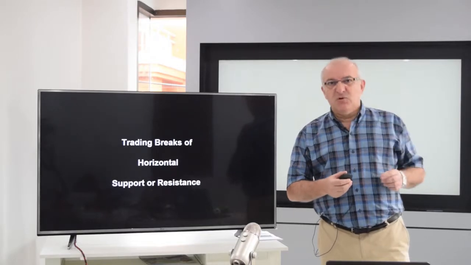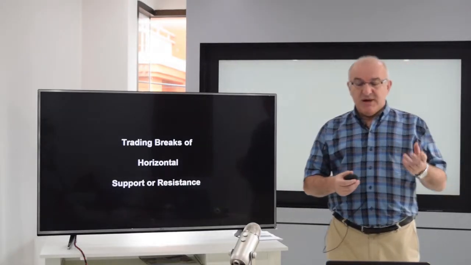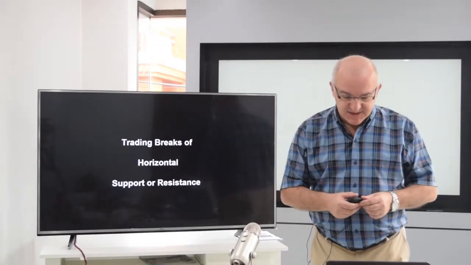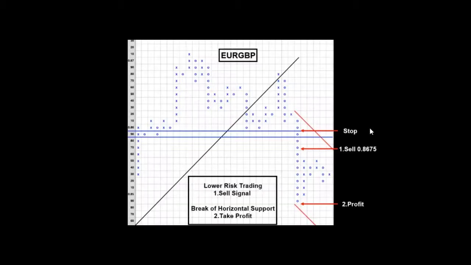Okay, now we can talk about how to trade breaks of horizontal support and resistance. And this chart I'm going to show you is a slightly old chart. It's from about a year ago, Euro sterling, but it's quite a pretty chart, in my opinion.